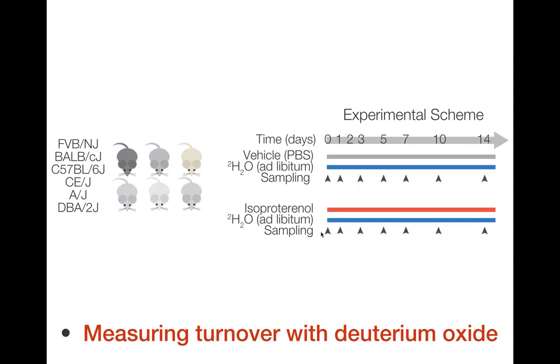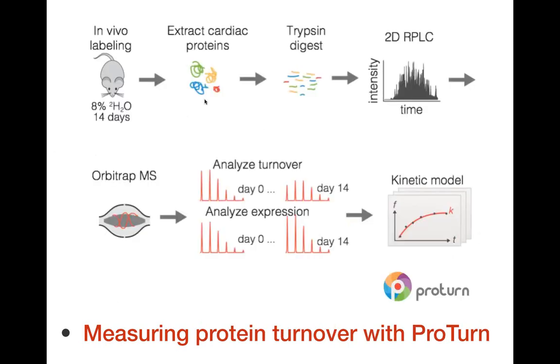And we would sample proteins in the heart at different time points for kinetic modeling. So how we handle the samples shown here, we would extract proteins from the heart and digest them with trypsin, and then we would separate peptides with 2-dimensional LC and measure on an Orbitrap mass spectrometer.